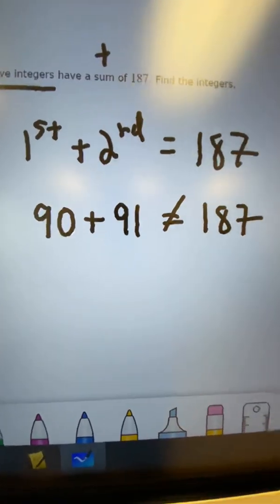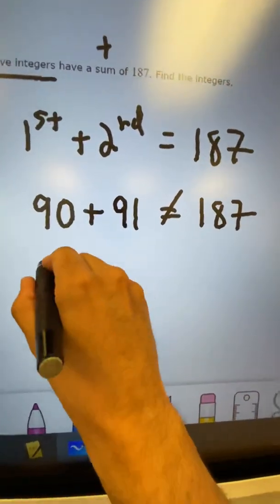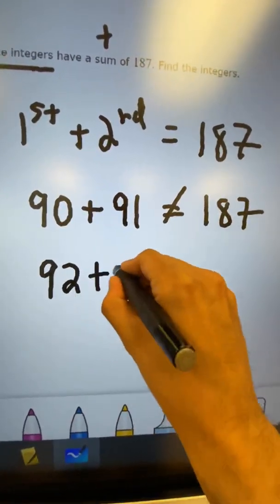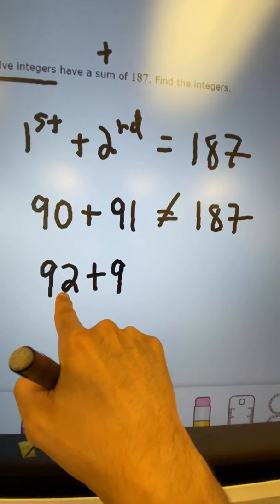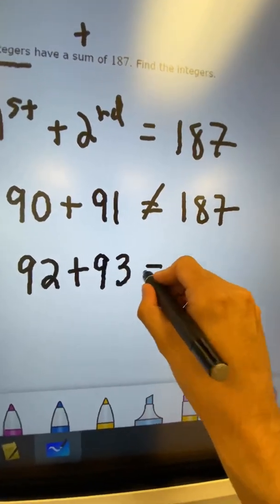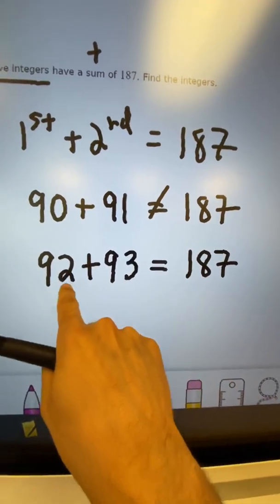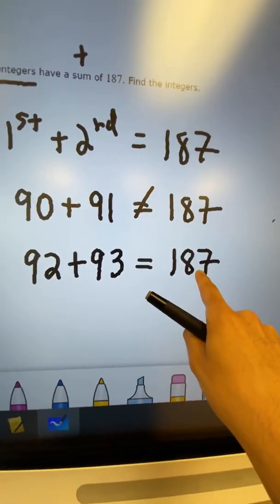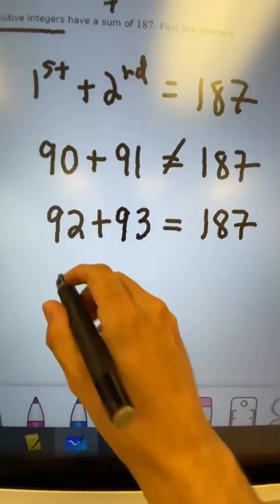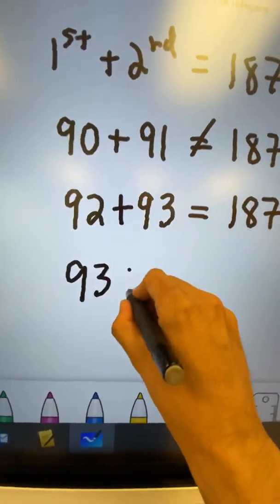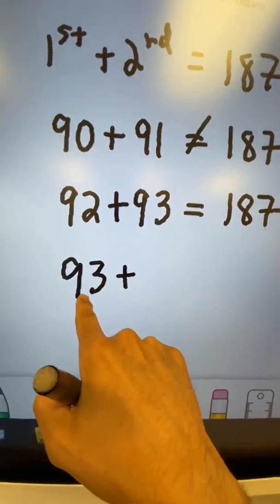So I know I got to make my guess a little bit more for the next one. So let me try 92. If I did 92, that means the next integer after 92 is 93. So does 92 plus 93 equal 187? Well, when I add this up, I actually get 185, so I'm short by 2. So my next guess would be a little bit more, so I'm just going to do one more.